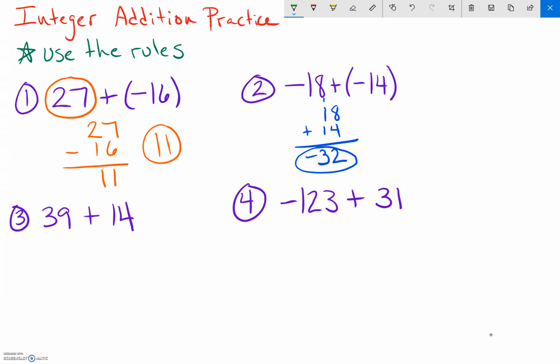Number 3 is 39 plus 14. So 2 positive integers. This is the very basic addition that we've done for years. So since they are both positive, you obviously just add. You get an answer of positive 53. Okay, let's try the last one.